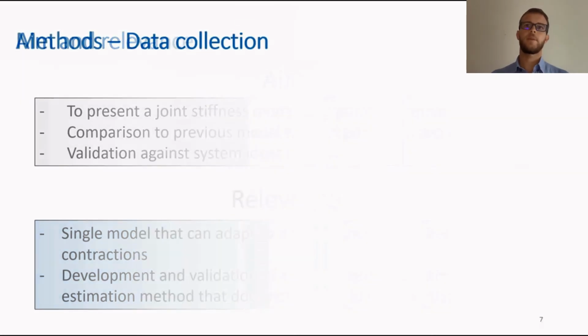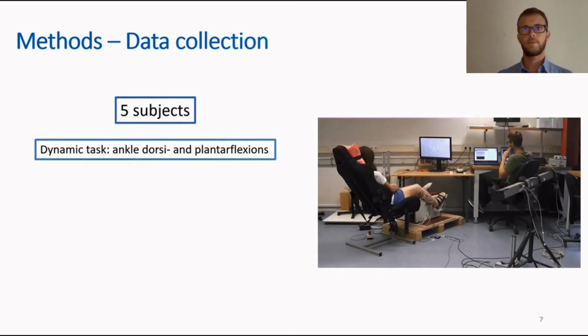Now I'm going to talk about the methods. 5 subjects voluntarily participated in this experiment. They were asked to perform a simple movement of ankle, plantar, and dorsiflexion, following a sinusoidal position target displayed on a computer screen, with an amplitude of approximately 10 degrees and a frequency of 0.6 Hz.